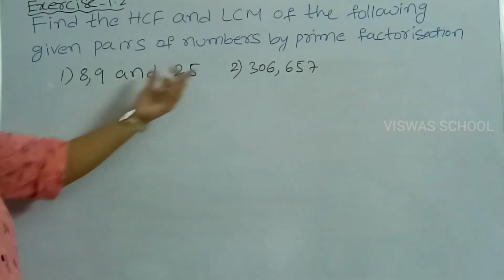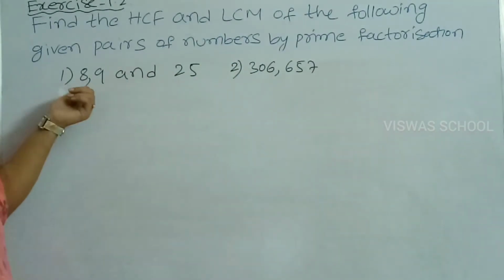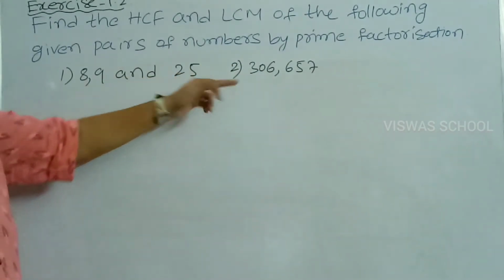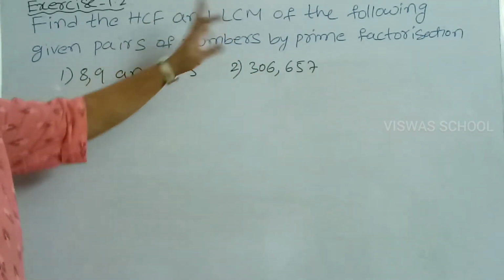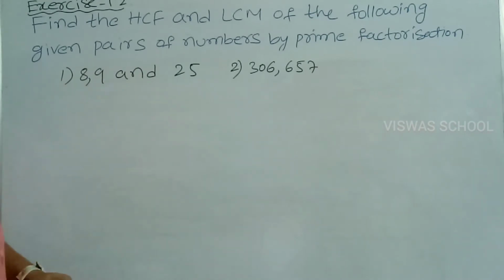Next, take these two as homework sums, that is 8, 9 and 25 and 306 and 657. For these two, find the HCF and LCM by the prime factorization method.